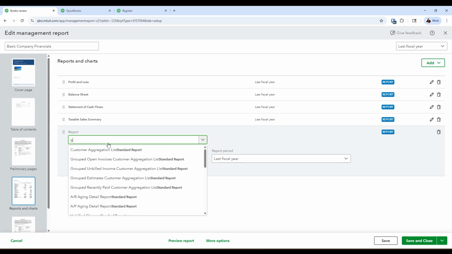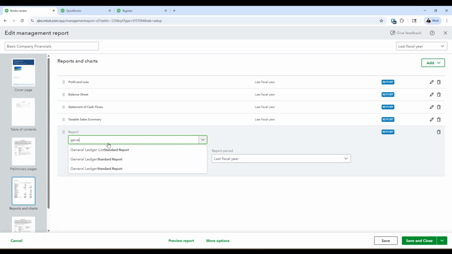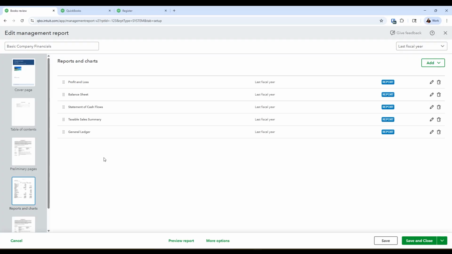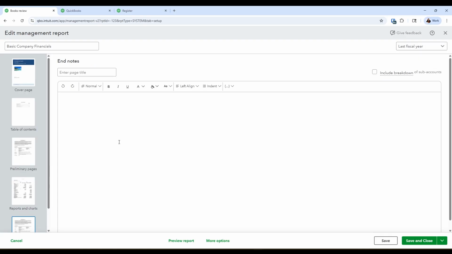And another report that is very important for your accountant is the general ledger. The standard general ledger should do it. This is the record of every single transaction that happened here, and you want your accountant to have that. Okay, so after you prepare all that, your end notes. By the way, this is where you put the evaluation. Maybe you can compare your reports. And if you're a business owner and you do it yourself and you want to share this with a partner or an investor, here is where you put all the evaluation of your financials.